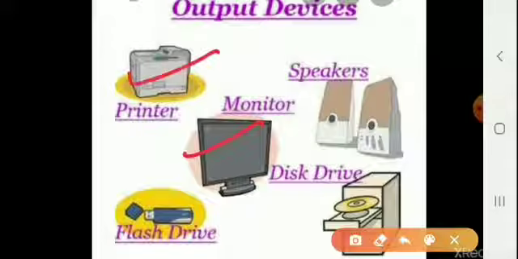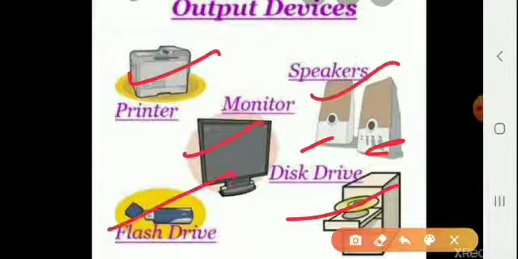Then the second one is the printer. It is used to take a printout on paper, very simple. Then speakers, these are a set of two boxes to listen to music, sounds, speech, etc. Like the disk drive, this is also an output device, and the flash drive is also an output device.